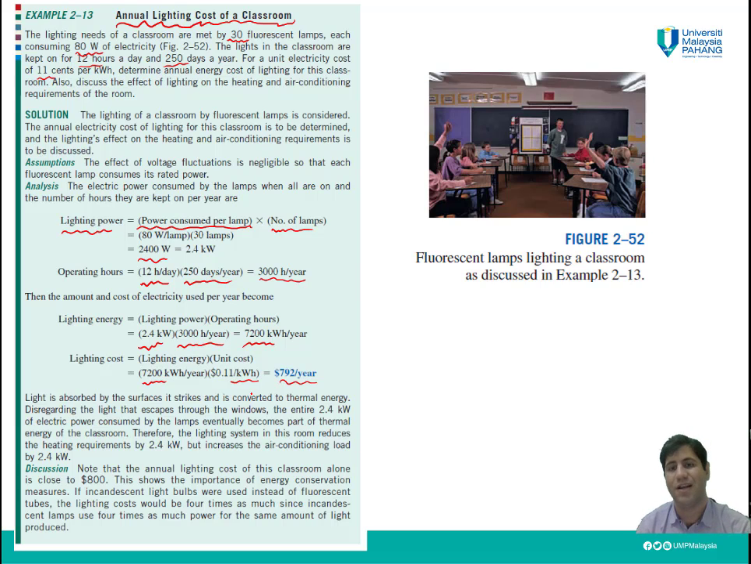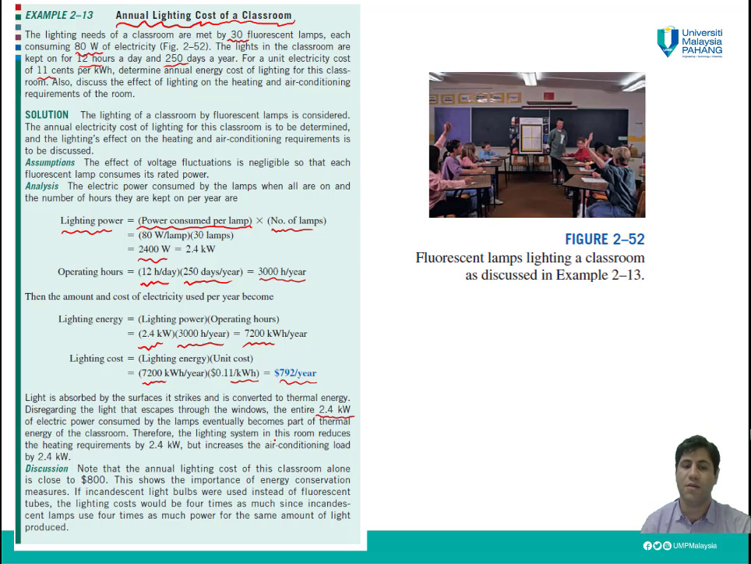So temperature inside the class will increase because of the radiation and conversion of the electrical energy to light, and light, as you know, is a source for thermal energy by radiation. Disregarding the light that escapes through the windows, the entire 2.4 kilowatt of electric power consumed by the lamps eventually becomes part of the thermal energy of the class. So the thermal energy of the class also will increase this much, 2.4 kilowatt.